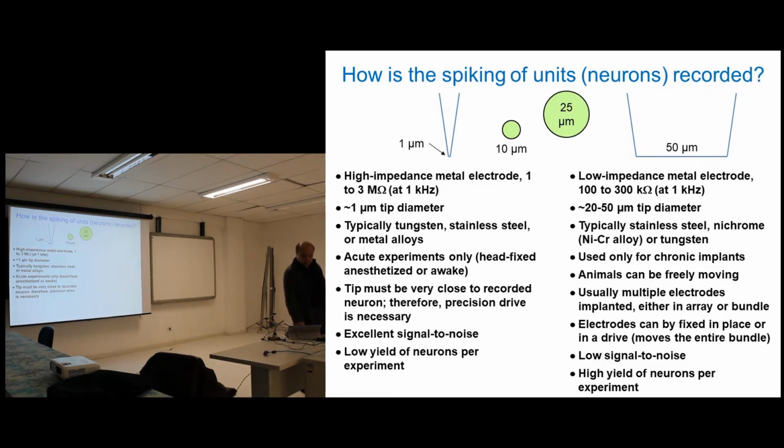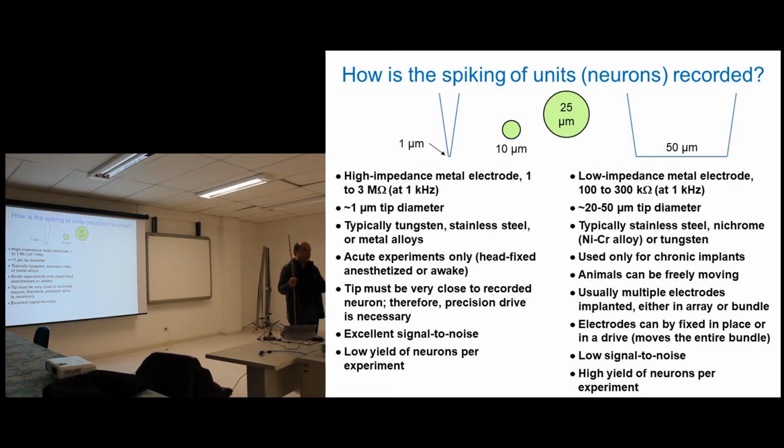This gives you a very, very good signal to noise ratio in the sense that because your electrode is so close to the neuron, and you can control it with your micromanipulator, you'll have a very, very large action potential signal and the noise will be very, very low. And typically there's only going to be one neuron, or maybe at most two if there happens to be another one very, very close by.